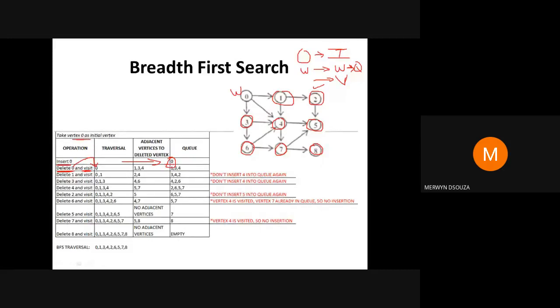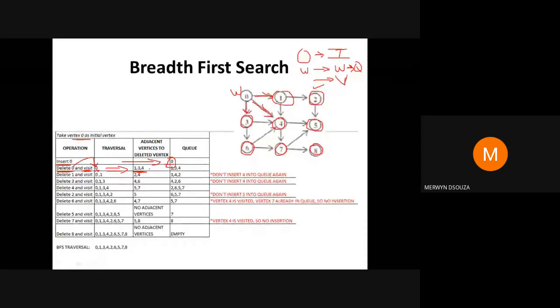Once I put it in the answer, next step, I find out all the adjacent vertices. Adjacent means the neighbors of 0, which are reachable from 0 directly. There are 3 vertices which are reachable directly: 1, 3 and 4. So I write down here 1, 3 and 4.